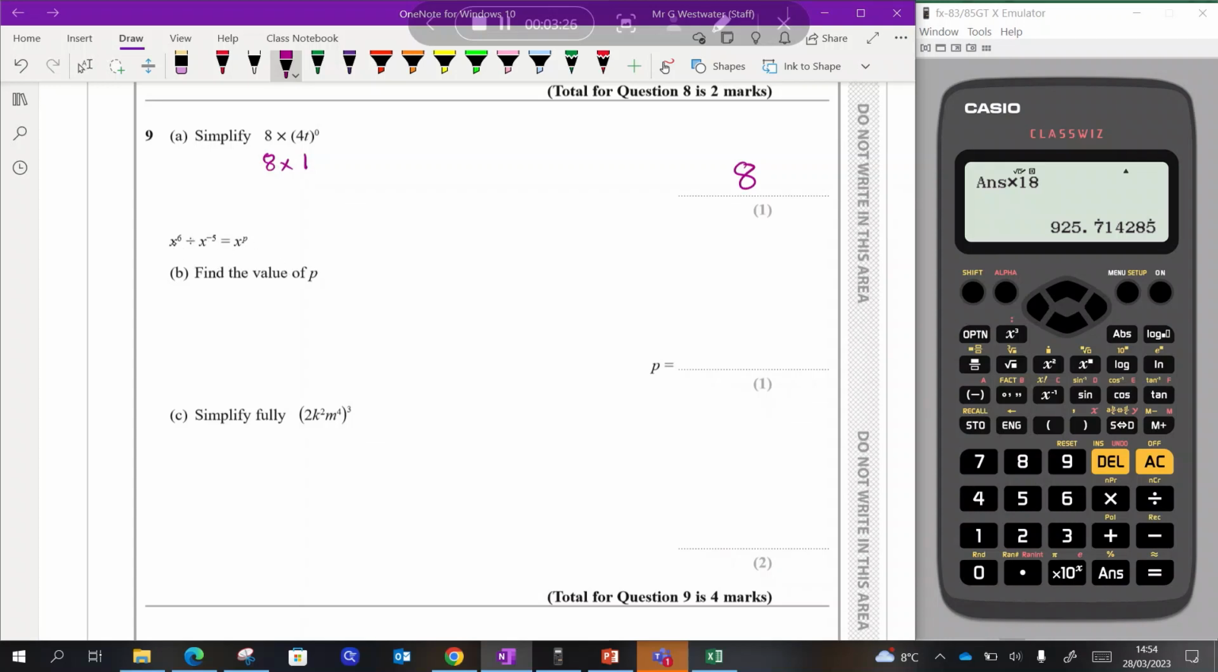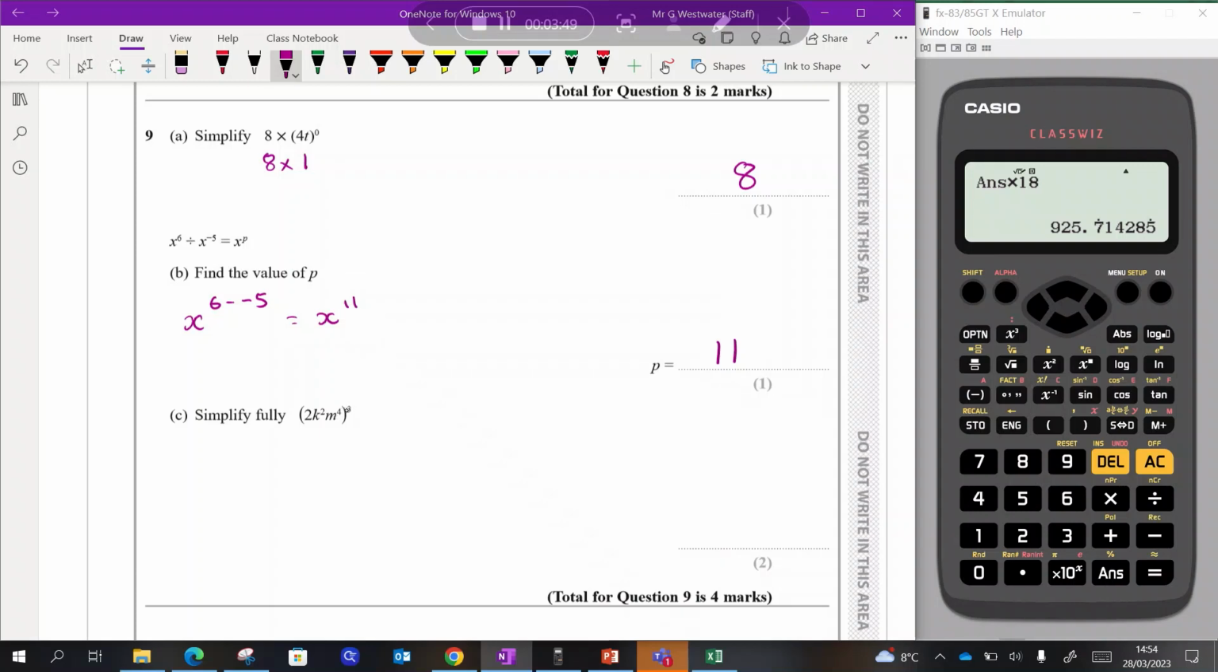And find the value of p, x to the 6 divided by x to the minus 5. Well, when I divide powers, I subtract them. So this is x to the power of 6 minus minus 5. So it's taking away a negative, so it's going to be x to the power of 11. So x to the p is x to the 11, and therefore p is 11.